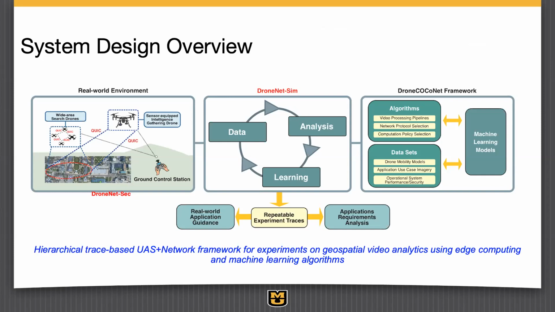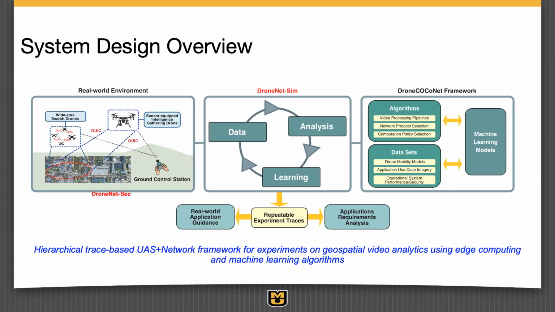And we want to bring that into an environment where we can have repetition, right? We can do repeatable experiments that are guided by the real world, but also have the flexibility to meet different application requirements. And so we're not constrained by the realism in figuring out what's the right deployment for an application. And the system for the simulator is around data analysis and learning. So it's a dynamic system.